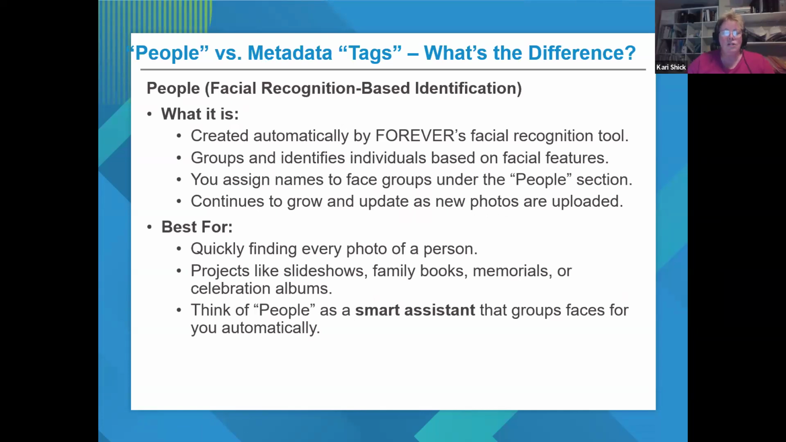So one of the questions that I was asked earlier is about the difference between people and tags. So I wanted to just kind of go back and think about that briefly. People is a facial recognition based identification of an individual person. It's created using this AI tool. It groups people based on their facial features. You then assign a name to those individuals under your people section.